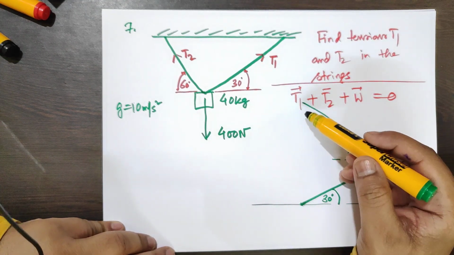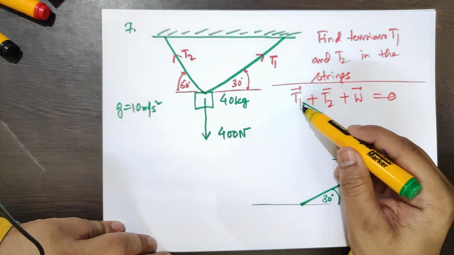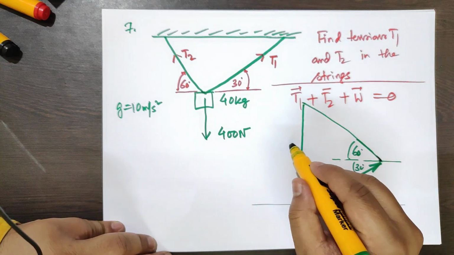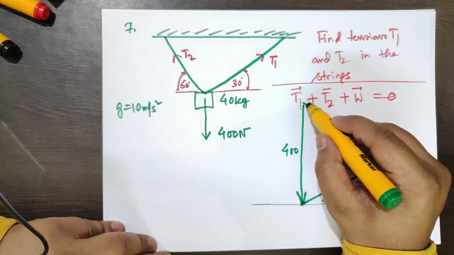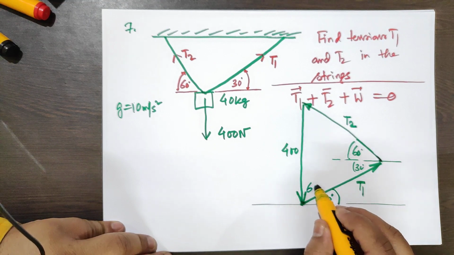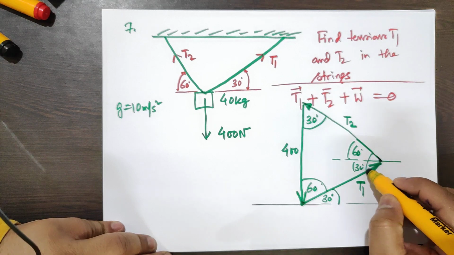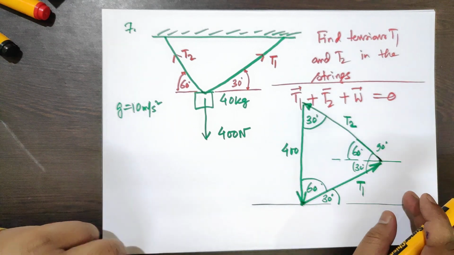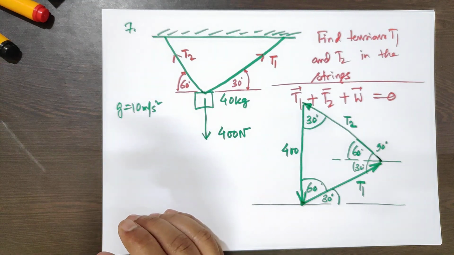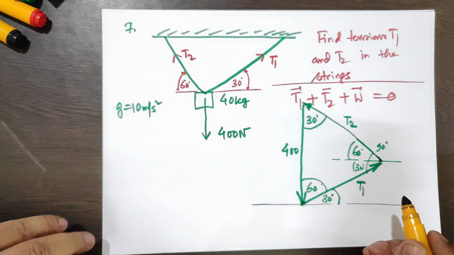It doesn't matter if you are not expert at making diagrams. That is why you have those sine rules. So that's 400, and this is T2. So that's 60, and this is 30, and this whole angle is 90 degree. Obviously it forms a right angle triangle, by the way. So we are determined to apply the sine law.